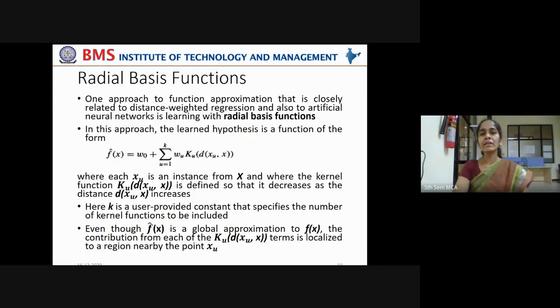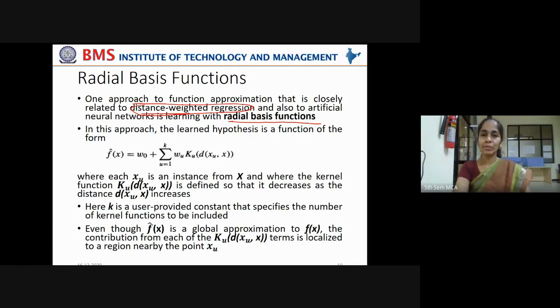Now let us see another function called the radial basis function. One approach to function approximation that is closely related to distance weighted regression and also to artificial neural networks is learning with radial basis functions. Same as your linear functions or polynomial functions or neural network multi-layer perceptron functions, you also have radial basis functions, but they mainly use distance weighted regression as their criteria in order to make the predictions.